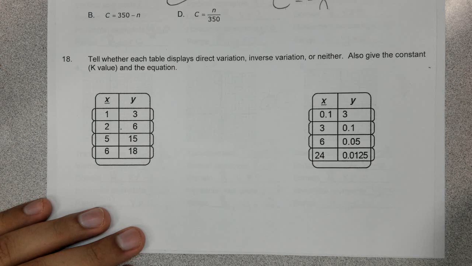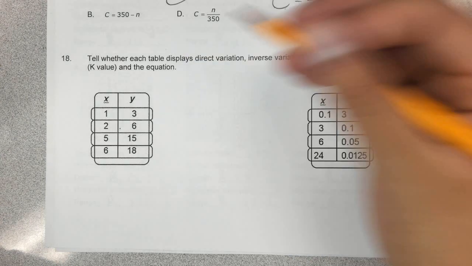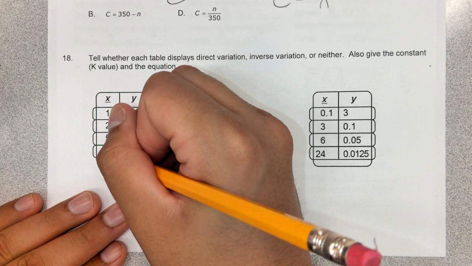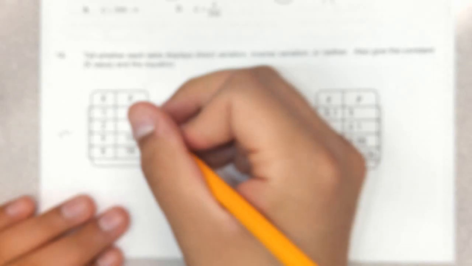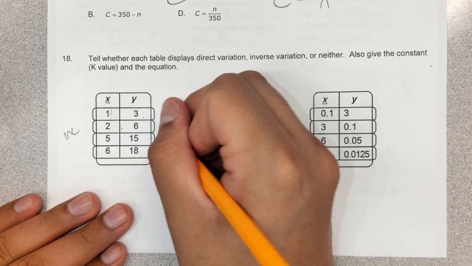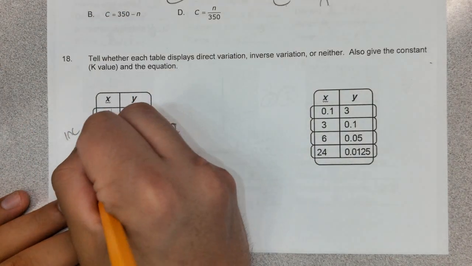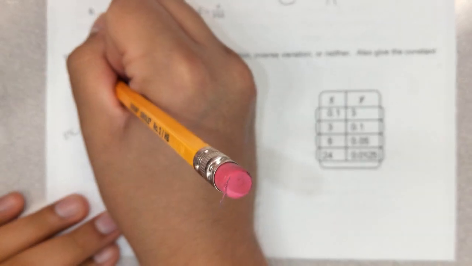Right, then for 18, tell whether each table displays direct variation, inverse variation, or neither. Also give the k value and the equation. Alright, so the x values on this one are increasing. This one, they're also increasing. So if they're both going in the same direction, there's a possible chance it's direct. Remember, direct is y equals k times x.